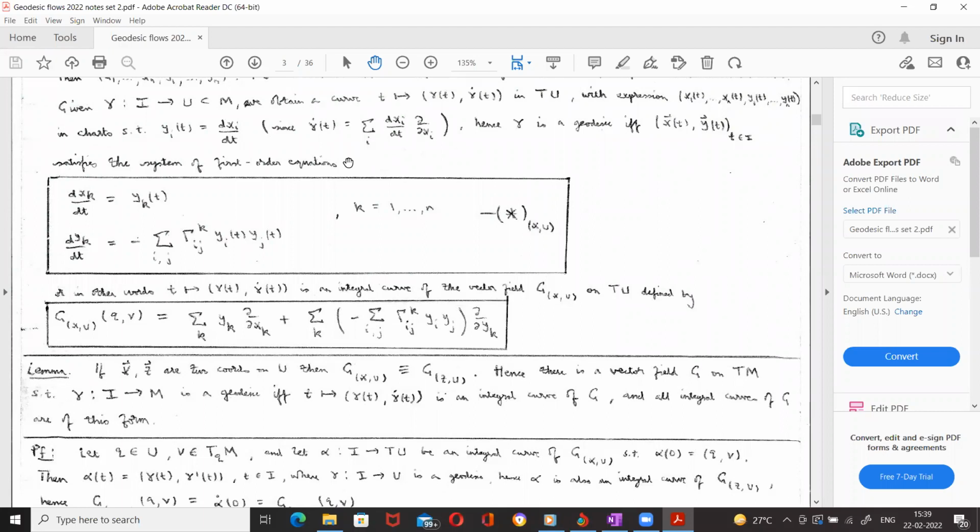This is something you might have seen in school, how to convert a second order equation into a system of first order equations. You take the first derivatives to be new variables. That's what we've done here. The yk's are the first derivatives, these are our new variables. And now the second order equation becomes a first order equation. Is this clear?